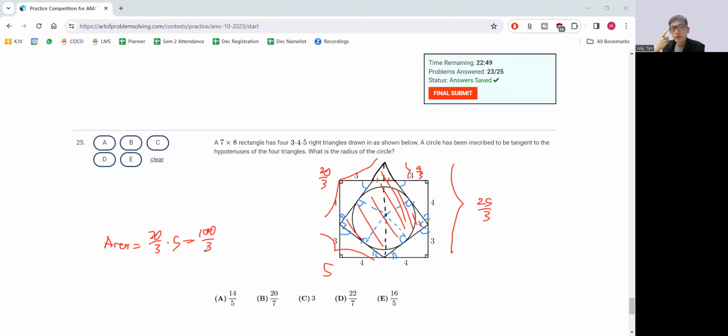Now, when you have an inscribed circle, it means that your area equals radius times semi-perimeter. And your semi-perimeter is just 20 over 3 plus 5. So my answer should be 100 over 3 divided by 35 over 3 is 20 over 7. So that would be option B, which is frankly a little bit disappointing as a question 25, right? It was not that hard.